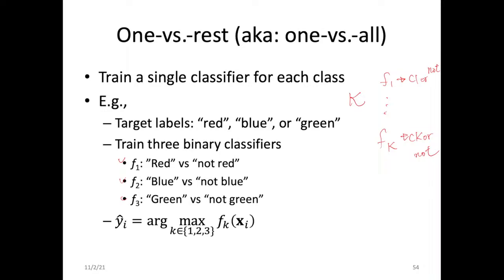Once we build k classifiers, then at the prediction phase, we have a new instance xi. We just put this xi to all the k classifiers, and then see which one gives us the largest result. Then we just pick that one. So this is called one versus rest or one versus all, because we use one class versus the others. Each classifier is essentially a binary classifier. It's either class i or the other class.